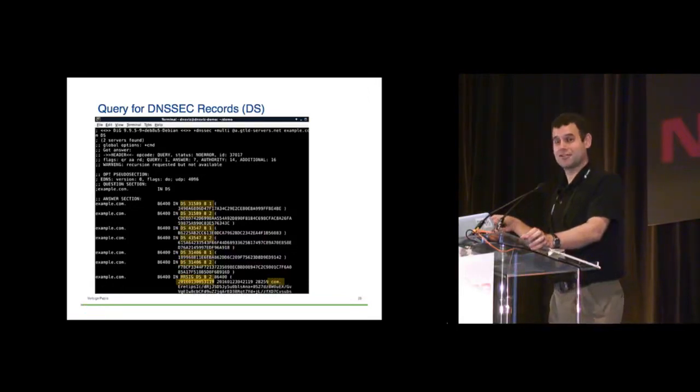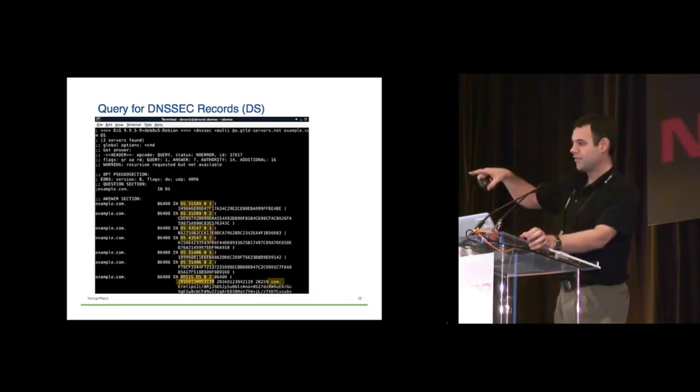Okay. But if you notice, they almost look like they come in pairs, right? Because you have DS and then you have another value there. Okay, well, three more values after that. So DS, that next value is the key tag.